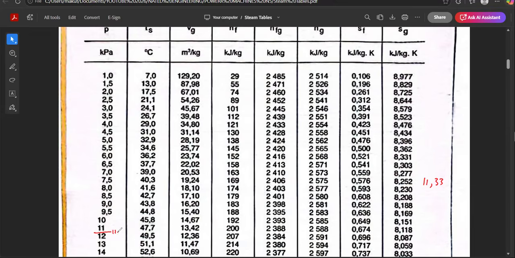So 11,33 was going to be somewhere here, in between the pressure of 11 and the pressure of 12, according to the ones that we have here. So it's in between 11 and 12, 11 being the one below and 12 being the one above. Those are the two pressures I'm going to work with, 11 and 12 in between. Please be very careful about that.